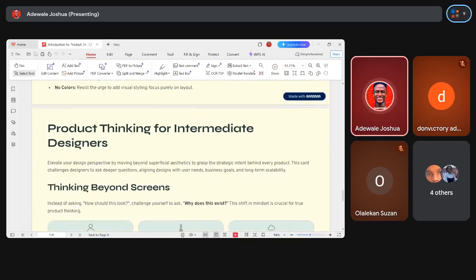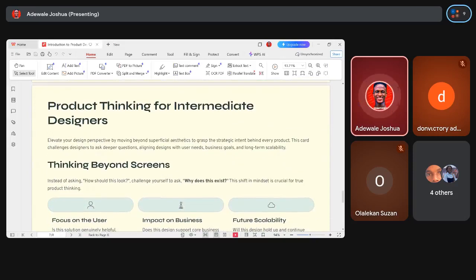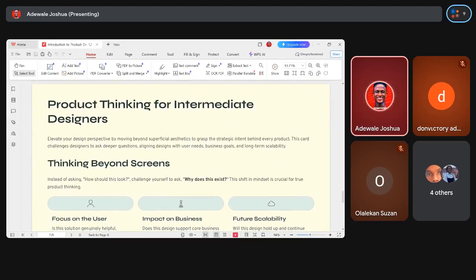And product thinking for intermediate designers. So yeah, for intermediate designers, elevate your design perspective by moving beyond superficial aesthetics to the strategic.